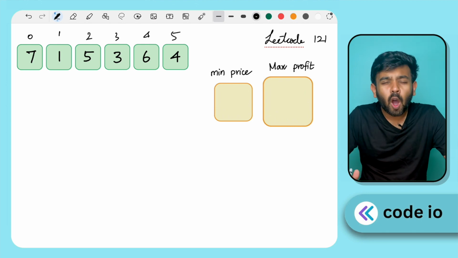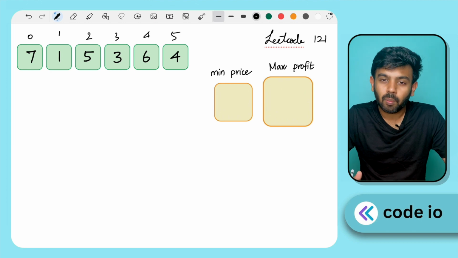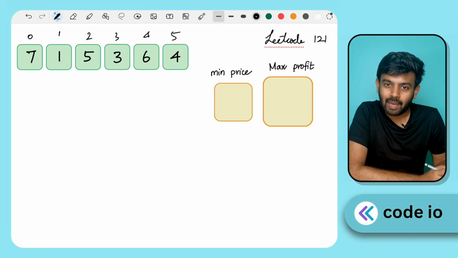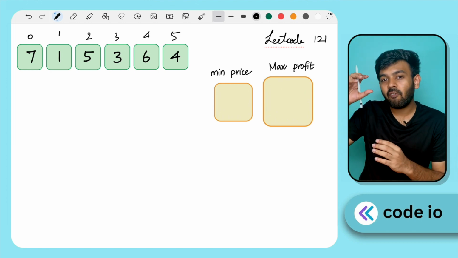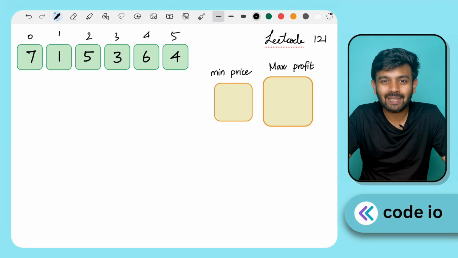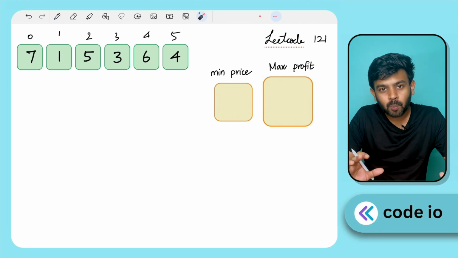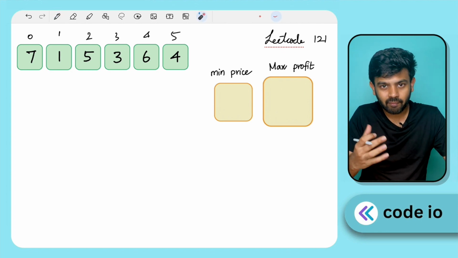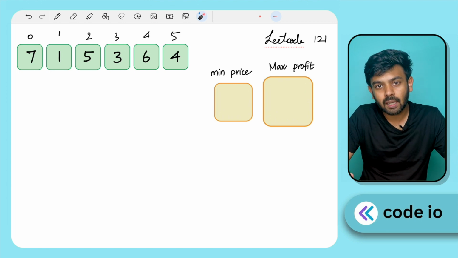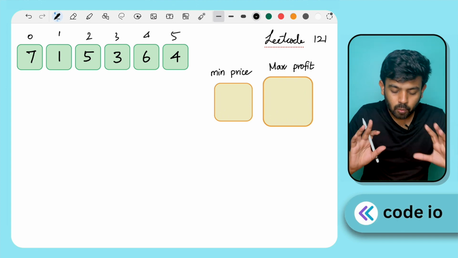How do we usually maximize profit when buying and selling a stock? You buy for a very low price and you sell for a high price, and the difference is your profit. This is a basic math equation. So we are going to buy at the lowest price and sell it at a higher price. That basically is the approach that we are going to use.